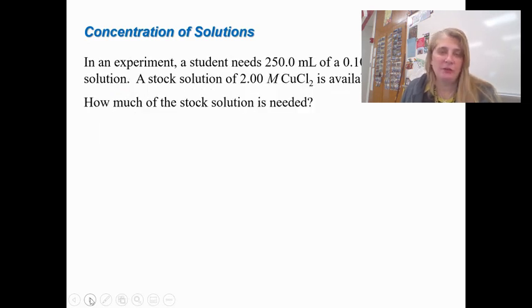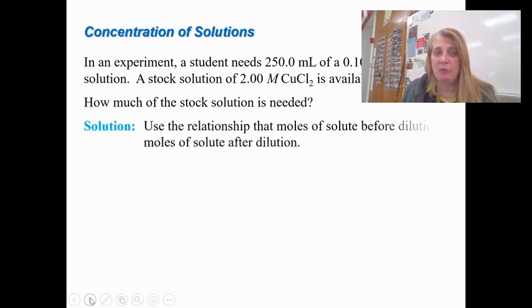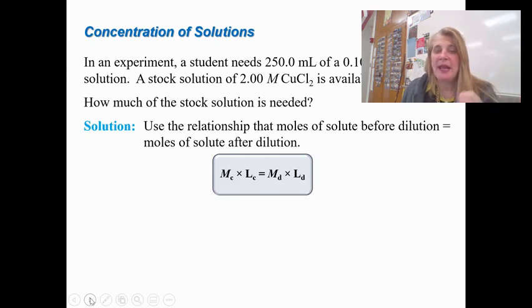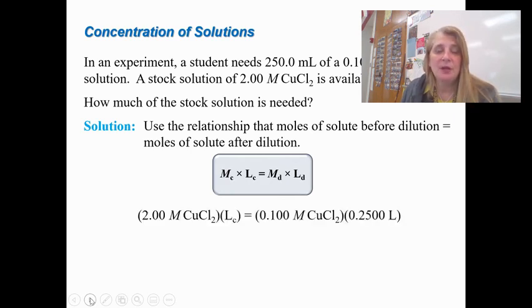In an experiment, a student needs 250 milliliters of a 0.100 molar copper chloride solution. A stock solution of 2 molar is available. So we need to recognize that the 2 molar is more than the 0.1 molar. So the 2 molar is what we're going to start with. That's going to be my M1. So that's the concentrated molarity, and the D, so that's what C stands for. The D is the dilute molarity. Plug in what's given to us, and we solve for 0.0125 liters or 12.5 milliliters.